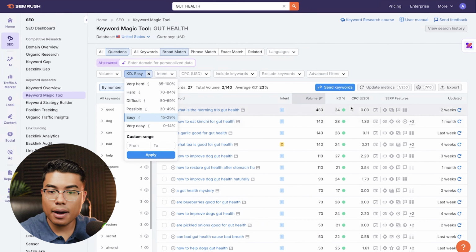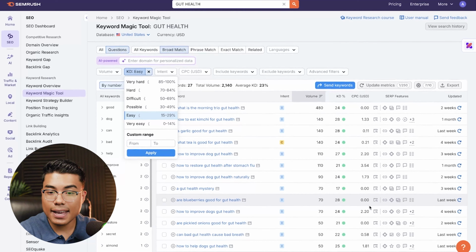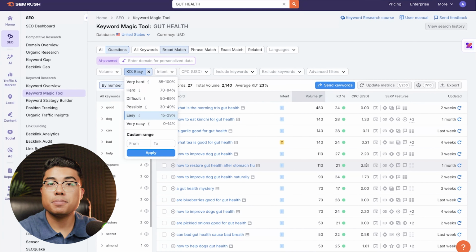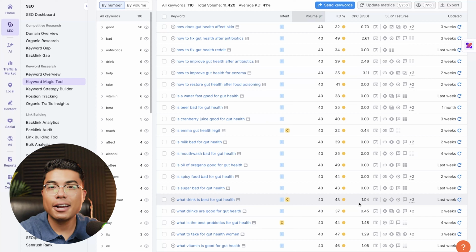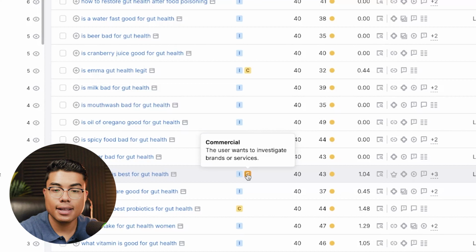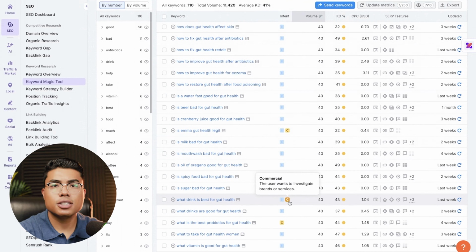All right, now let's talk about the cost per click. So even if you're not somebody who's running ads, you can see how valuable a keyword is depending on how much an advertiser is willing to spend on that keyword. So a higher CPC often means that this keyword has a higher commercial intent, and a commercial intent simply just means the user wants to investigate brands or services. So this is something that would be great if you're looking to actually advertise.